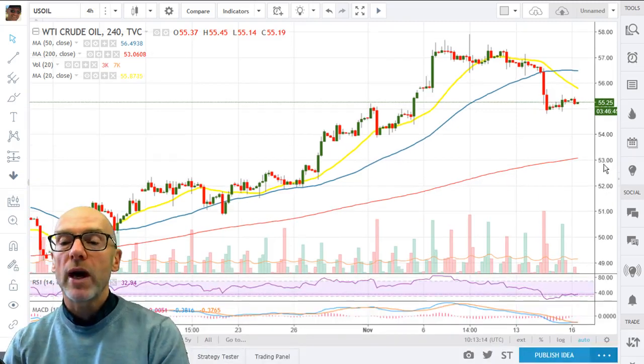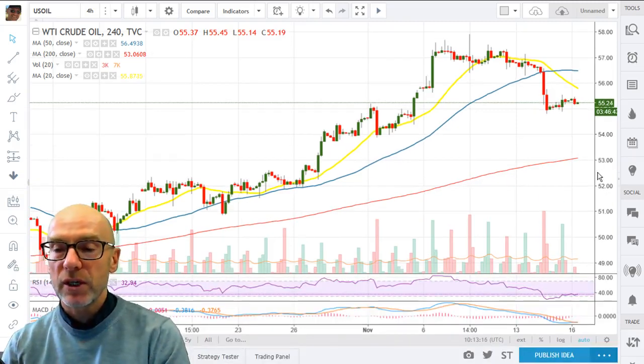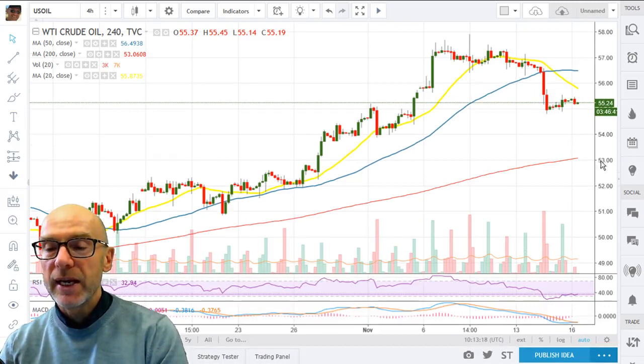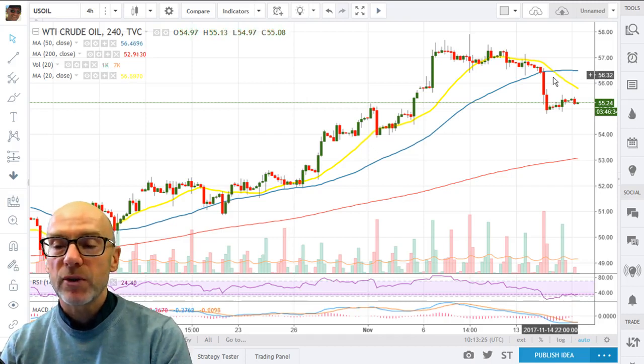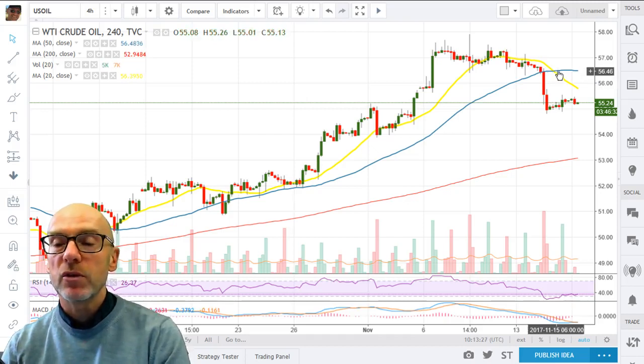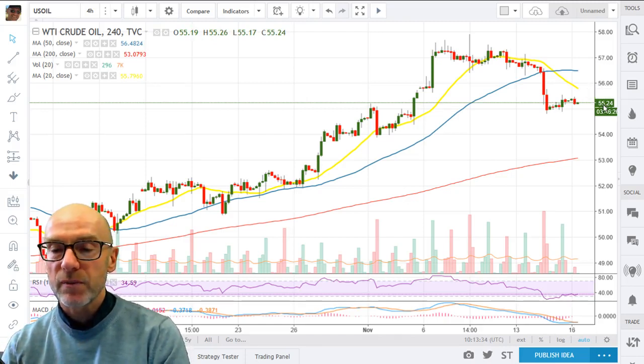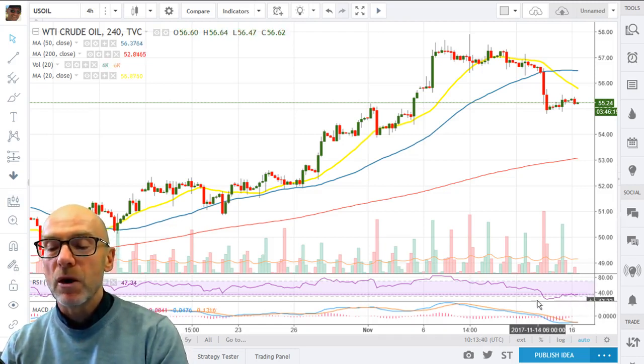Going on to the 4-hour, the short-term picture. Here you can see that the 20 and 50 are tracking downwards now. When they crossed, it wasn't a bearish cross because the 50 was still moving upwards, but as they're moving down they will create resistance on the upside. Momentum has been lost in the short term. If anything, we're trying to build momentum again.